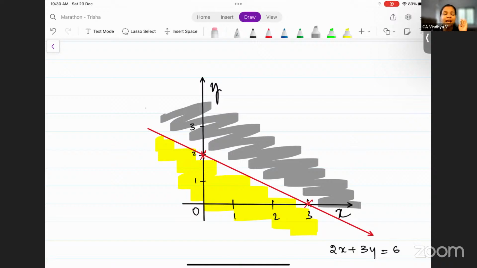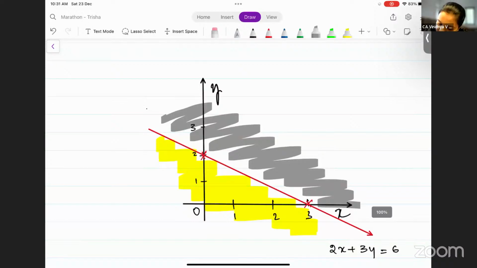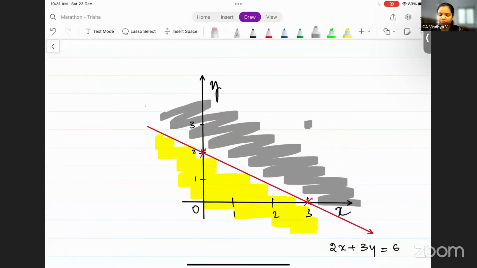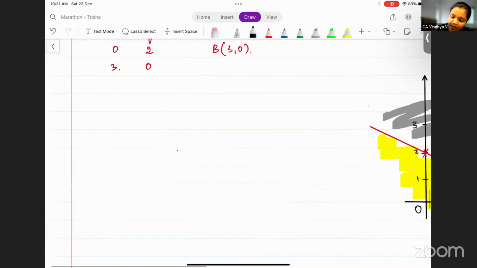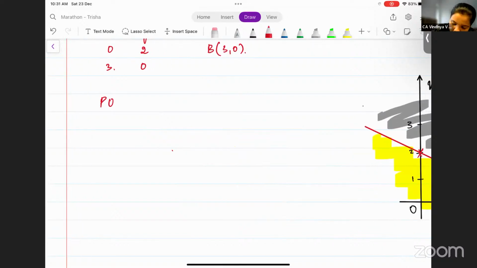Method 1, which is applicable to all the questions. Any question that you take where you have to represent graphically, method 1. Pick a point, any point. I would suggest you pick a point where you're clear, whether it falls in the yellow area or the gray area. I'll pick the point (3, 3), which falls in the gray area, somewhere over here.